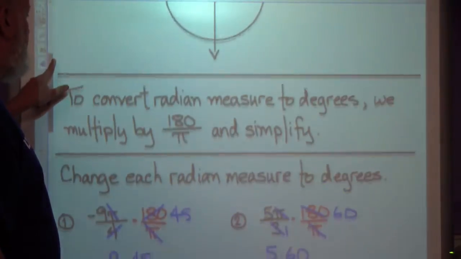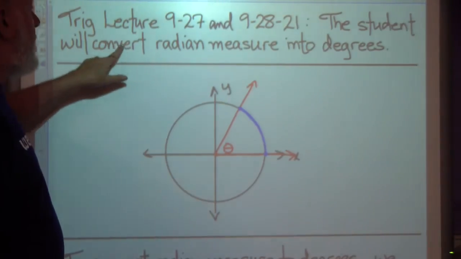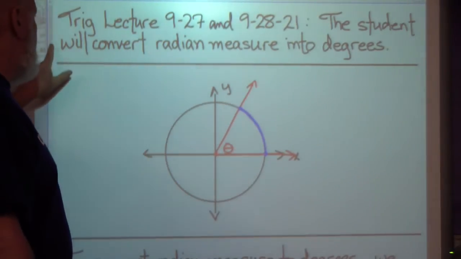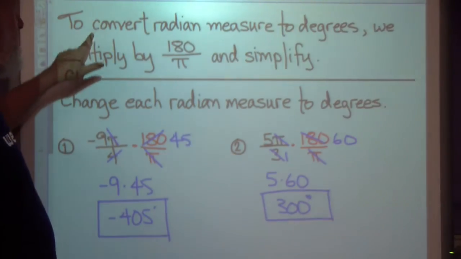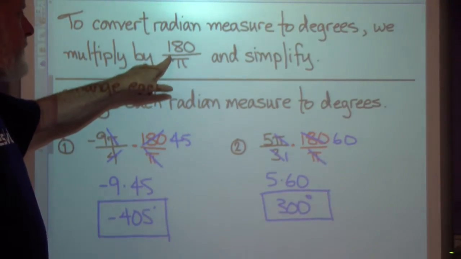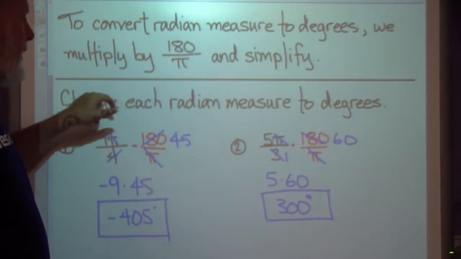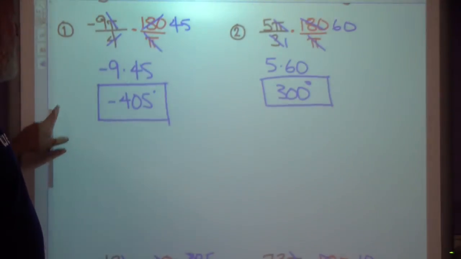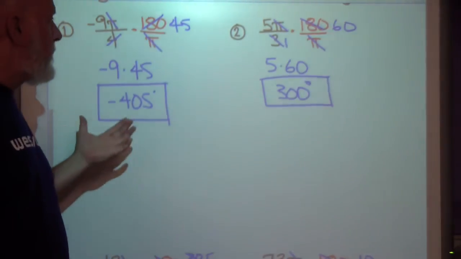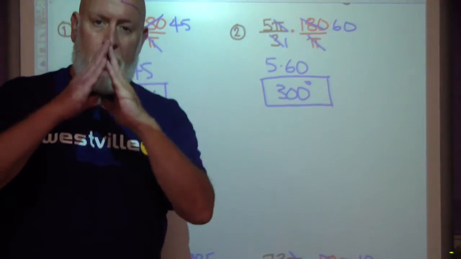So what was our objective? Our objective was to convert radian measure into degrees. How did we do that? To convert radian measure to degrees, we multiply our radian measure by 180 over pi. That's what we did in each case, and we simplified, and you can do this.